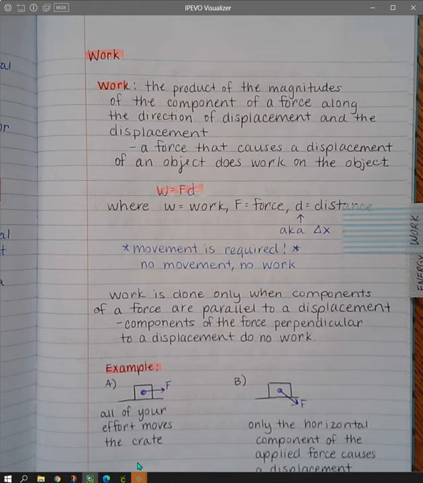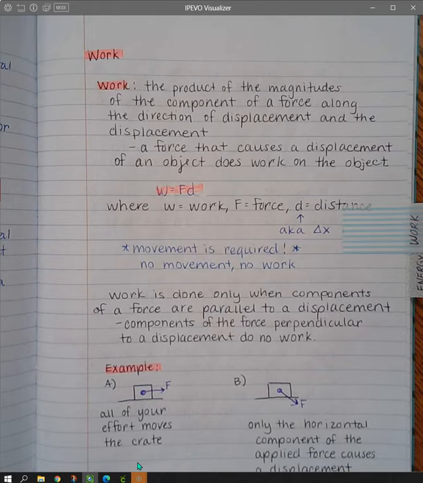And distance, we can also think of that as the change in the X direction. Something important is that movement is required for work to happen. So if an object is lifted and then carried somewhere else, only the lifting is doing work. For example, if you lift bags of groceries and then carry the groceries into the house, you're first performing work on the groceries when you lift them up, but then you're not performing any work on the groceries as you walk into the house.